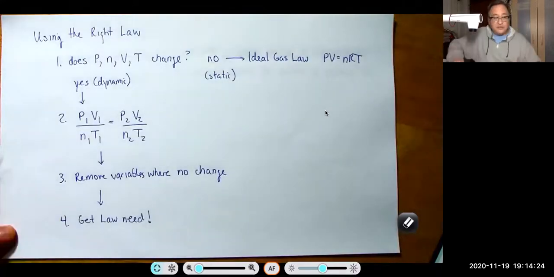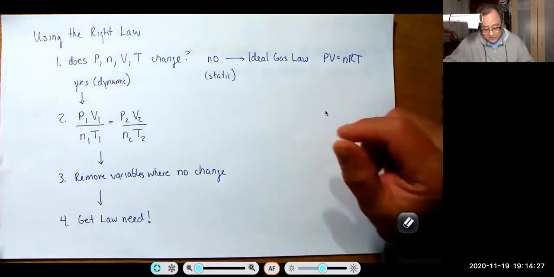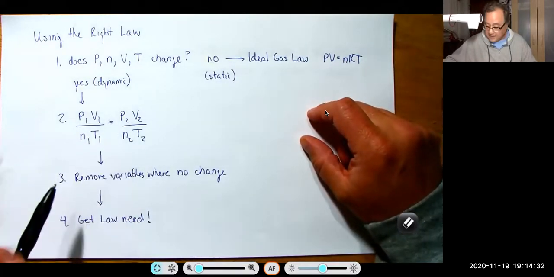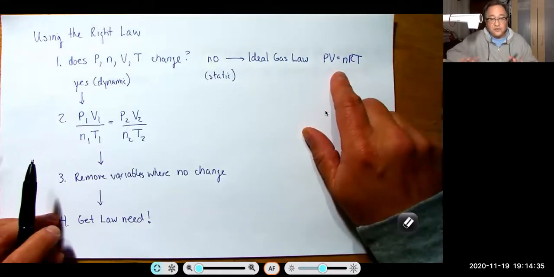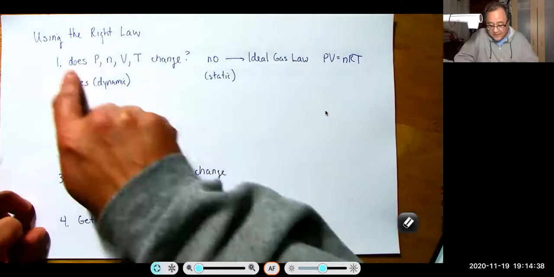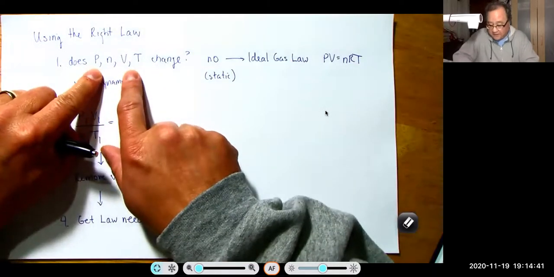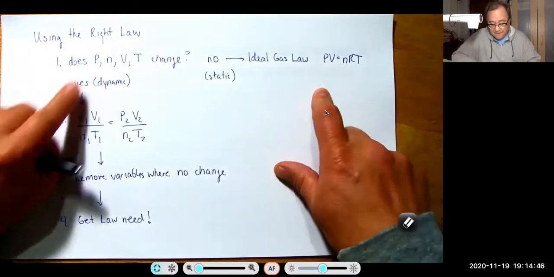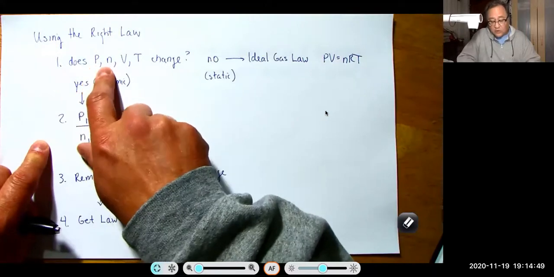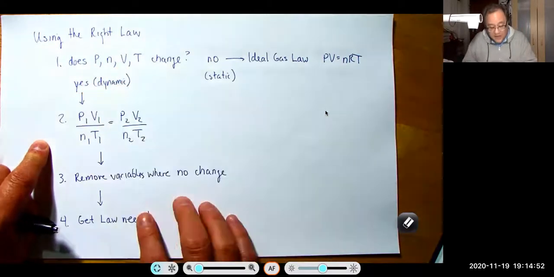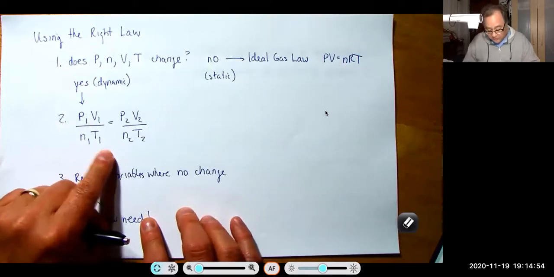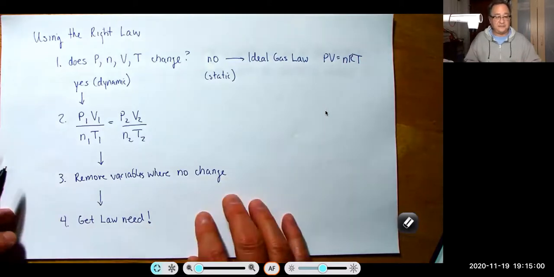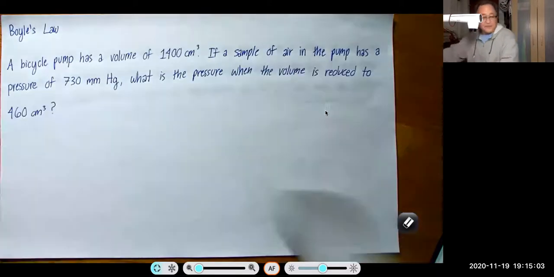So let's look at using the right law. Basically, there's 2 laws. There's P1 V1 over N1 T1 is equal to P2 V2 over N2 T2, and there's the ideal gas law. So the first thing you do when you look at these equations, you ask yourself, does any of these change? If the answer is no, you have a static situation, use the ideal gas law. If the pressure changes or the moles change, or the volume changes, or the temperature changes, you've got to use this formula. When you use this formula, you remove the variables where there's no change, and you get the law that you need. So let's take a look at this applied to some problems.